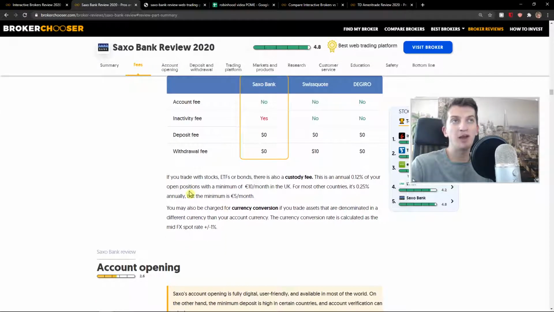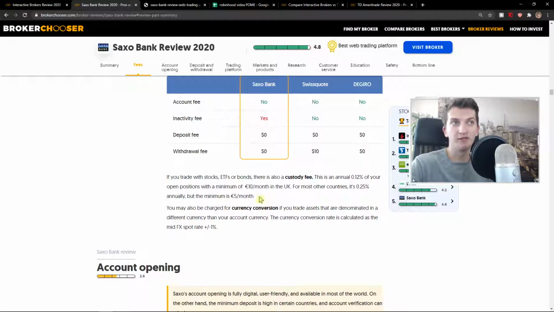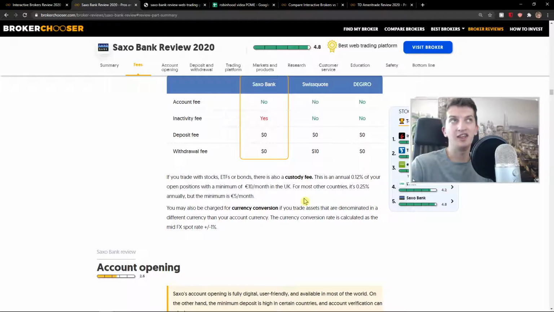Also, you need to keep in mind that SAXO Bank has something like a custody fee. This is an annual 0.12% of your open positions with a minimum of €10 per month in the UK. For most other countries, it's 0.25% annually, but the minimum is €5 a month. So this is another thing that you're going to pay, a custody fee at SAXO Bank.